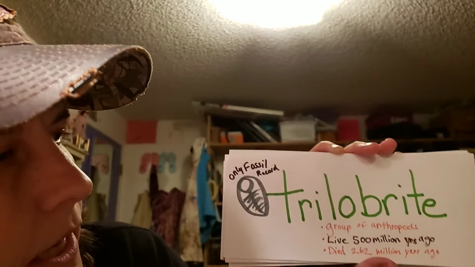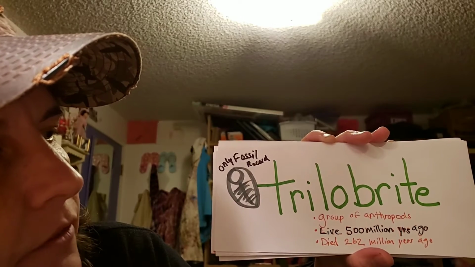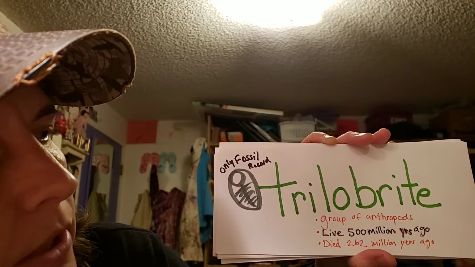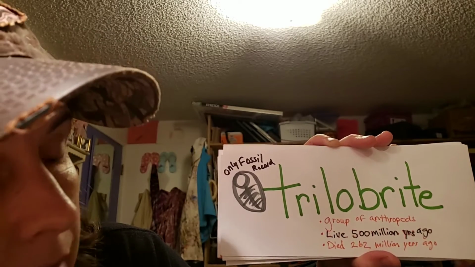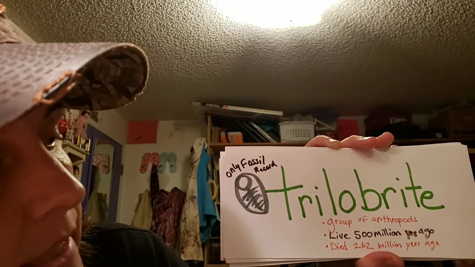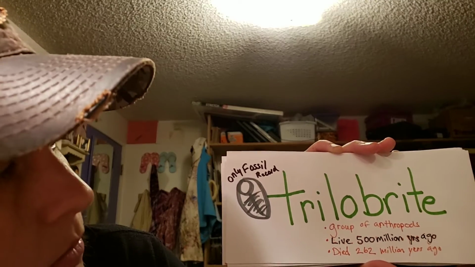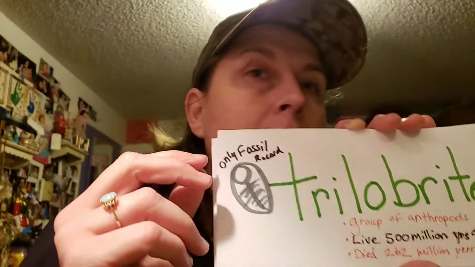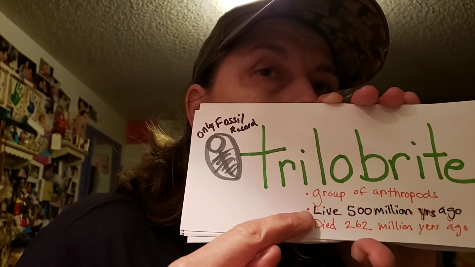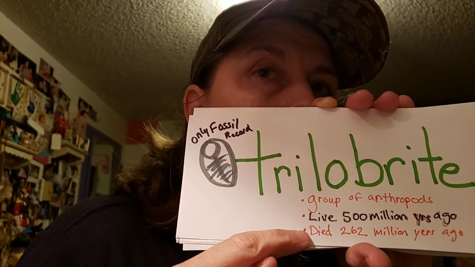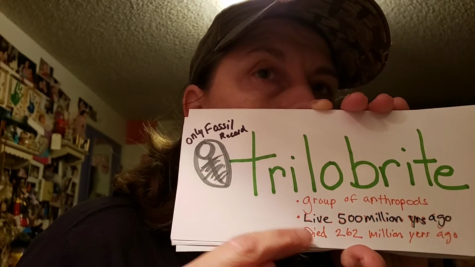Trilobite. A group of arthropods that lived 500 million years ago. Died 262 million years ago. We only know about them from fossil records. Okay? So, lived 500 million, died 262 million.